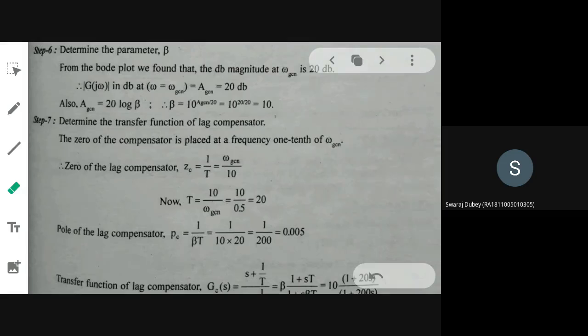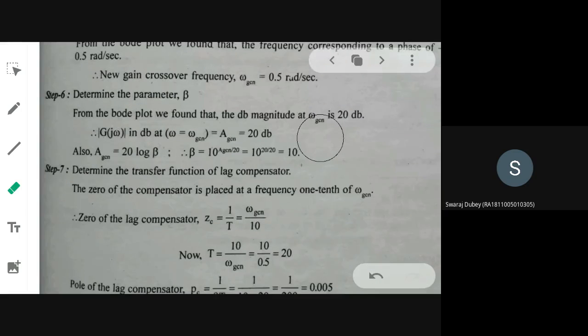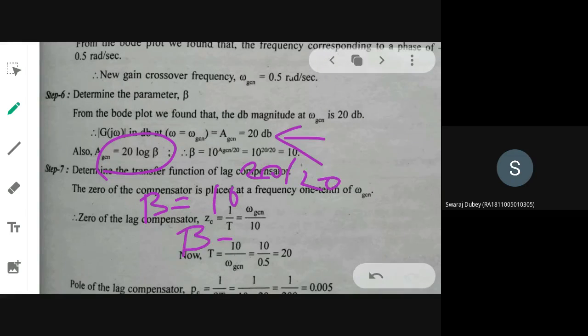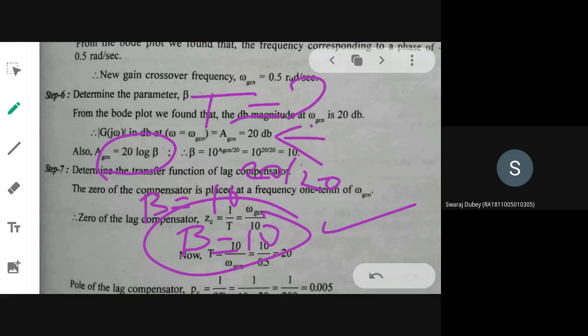So that gain value that you have found out from the graph, that is 20 dB, you are equating to 20 log beta. From that I have to determine beta. So beta will be 10 to the power 20 by 20, so the answer for beta will be 10. So beta is found out. Next, the unknown parameter is T that I have to find.